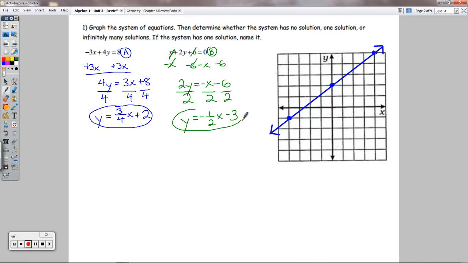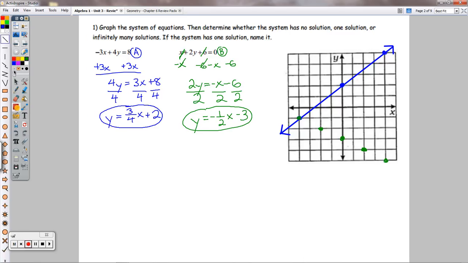So right here, here's your y-intercept, the -3 part. Start there. And then from there, down 1, right 2, if your slope is -1/2, going downhill as you move left to right. And where do they intersect? Right there is where they intersect.